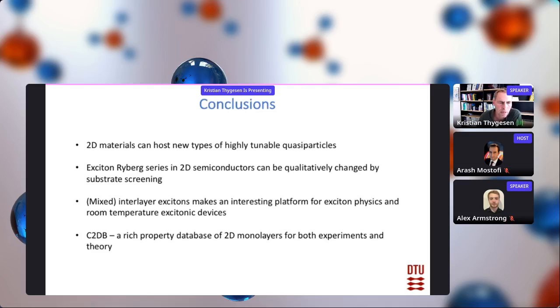And then I talked about mixed interlayer excitons that I think are a really interesting platform for exciton physics in general, but also for realizing excitonic devices that could operate at room temperature. And then finally, I just briefly mentioned this database project that we are working on continuously.